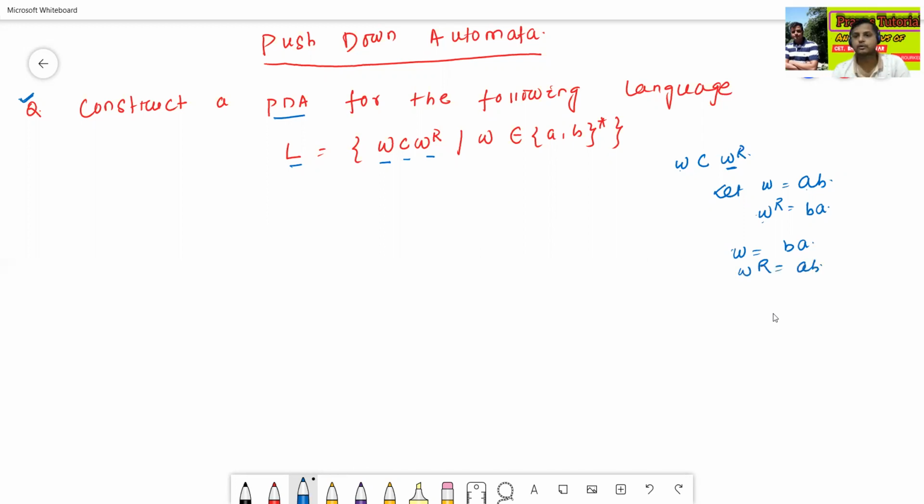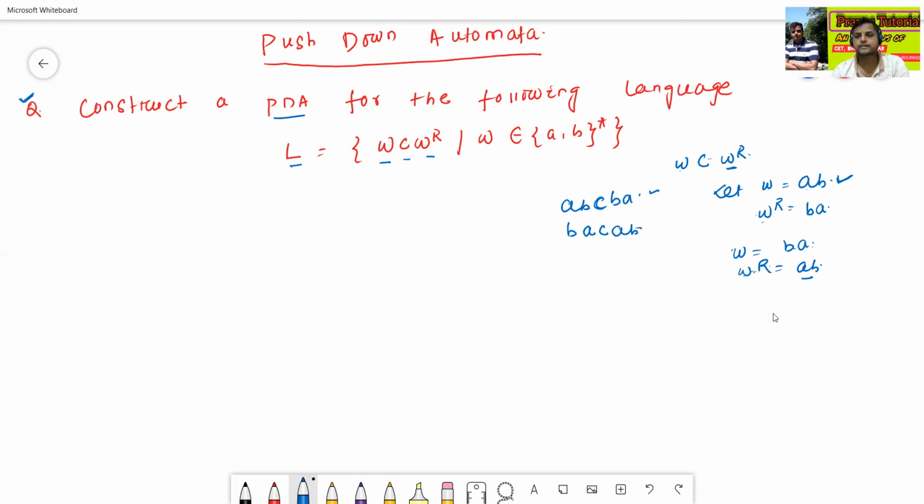So how to generate the string? If W equals AB, the string looks like AB, then C will come, then WR, which is BA. So this is a valid string. Next, if W equals BA, then C, and WR, its reverse, is AB. So this is one string.